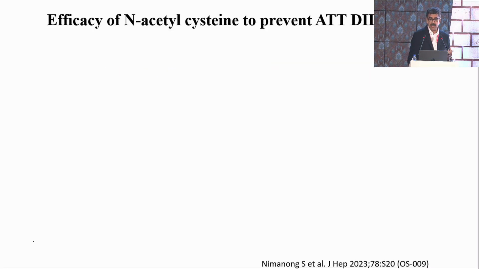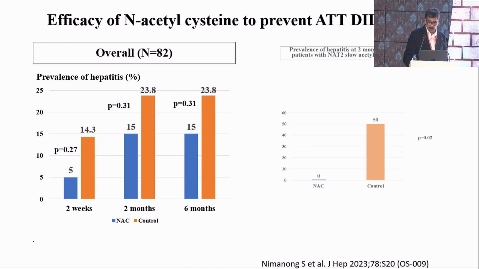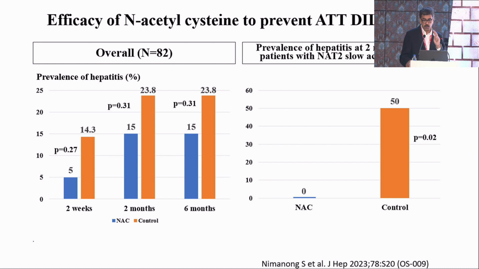And what about efficacy of N-acetylcysteine in the prevention of delay? This is a good study that was presented just a couple of months ago in INASL. Overall, 82 patients, as you can see, controls as well as non-N-acetylcysteine. You find that when you give N-acetylcysteine, and the dose is 600 milligram twice a day, you notice that the prevalence of hepatitis decreased at 2 weeks, 2 months, as well as 6 months. But more importantly, the prevalence of hepatitis at 2 months among patients with slow acetylator status was significantly less, 0% to about 50%. And I bring this up about slow acetylator status because at least 70% of Indians, and particularly South Indians, are slow acetylators.